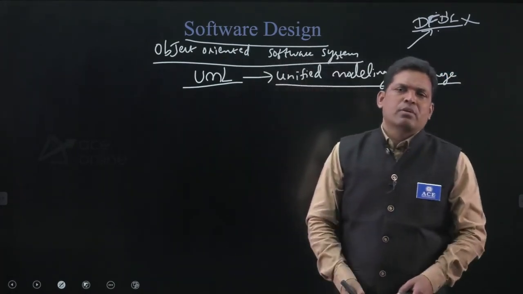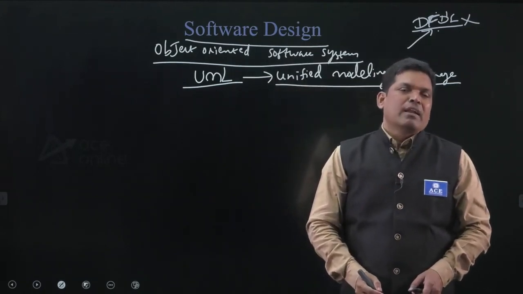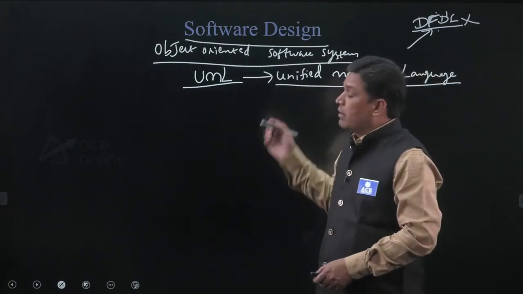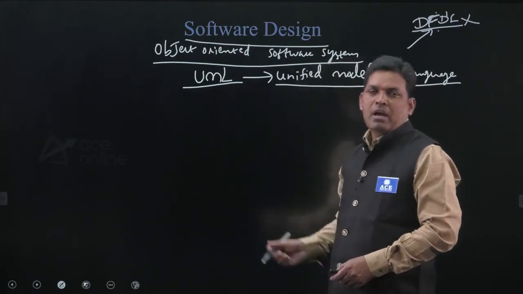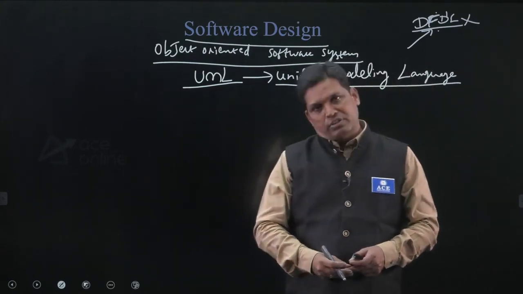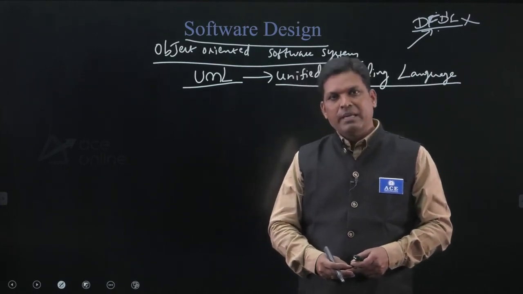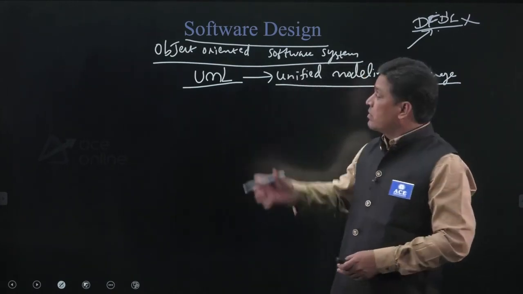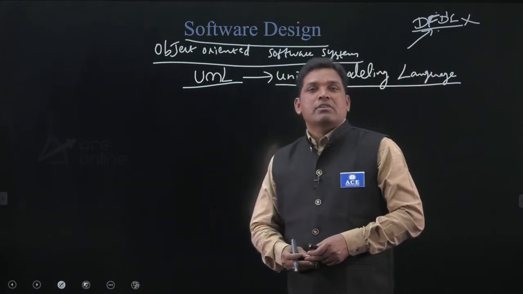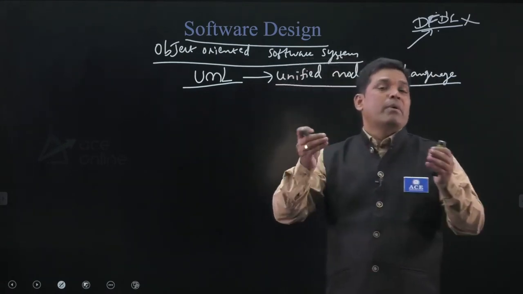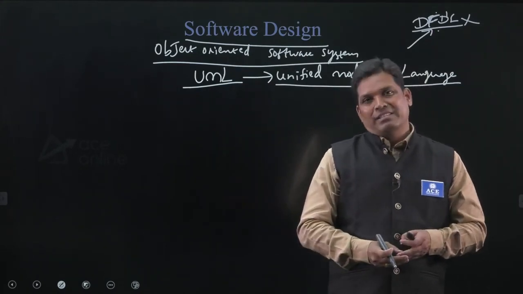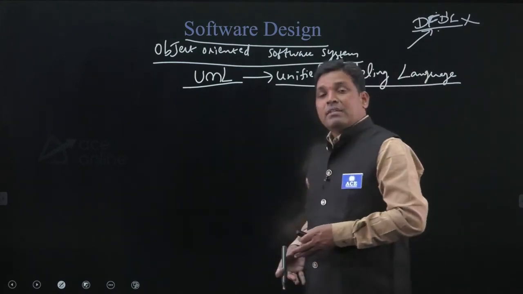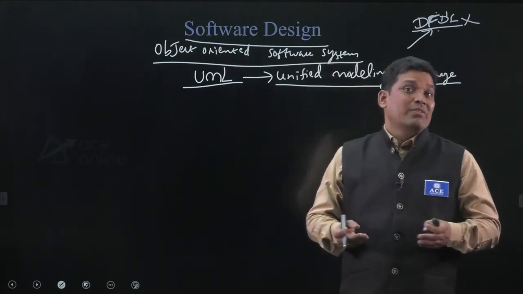So what's the importance of this Unified Modeling Language? UML is one of the object-oriented modeling languages. So using UML, object-oriented software systems can be designed. Why did this UML become popular? Entire software systems can be designed in the form of objects and classes. What is the advantage with objects and classes?